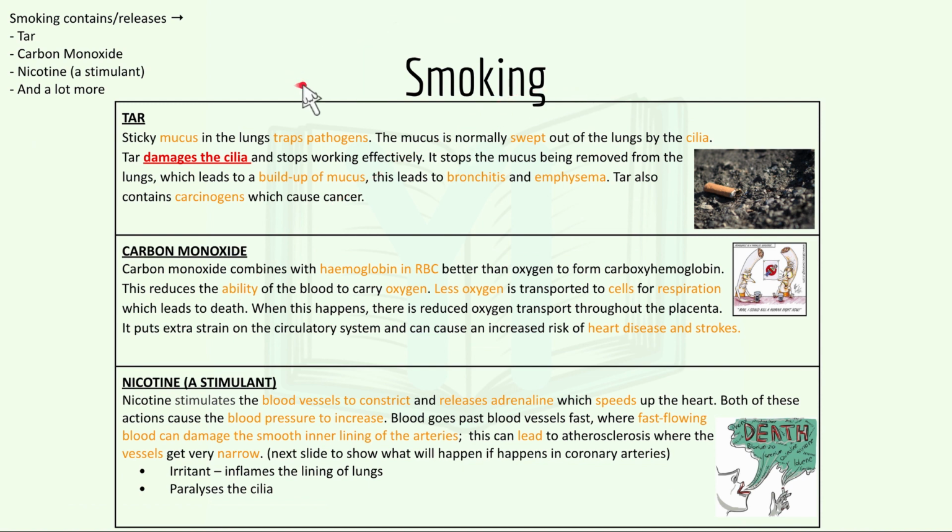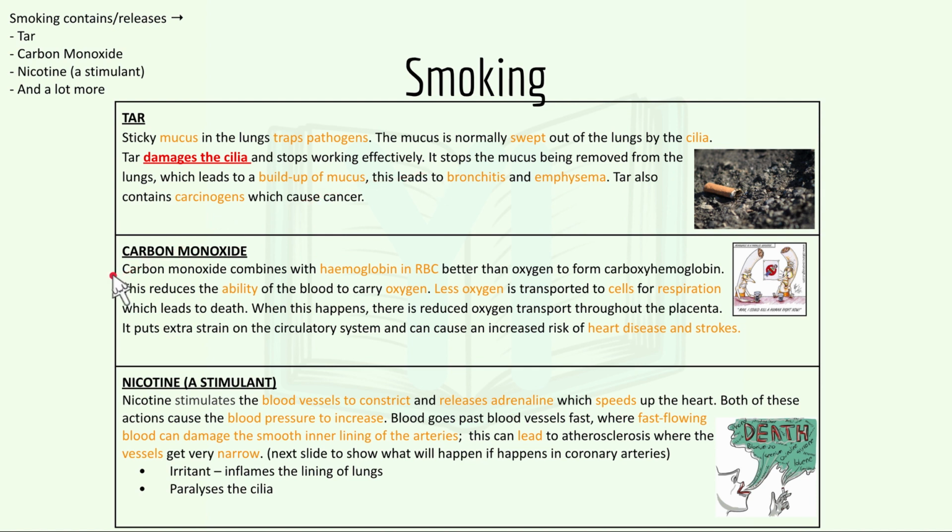Then we have smoking. Cigarettes contain or release tar, carbon monoxide, nicotine as a stimulant, and a lot more. For tar, sticky mucus in the lungs traps pathogens, which are harmful microbes. The mucus is normally swept out of the lungs by the cilia, but tar damages the cilia and stops them working effectively. And it stops the mucus from being removed from the lungs, which leads to a buildup of mucus. And this leads to bronchitis or emphysema. And tar also contains carcinogens, which cause cancers.